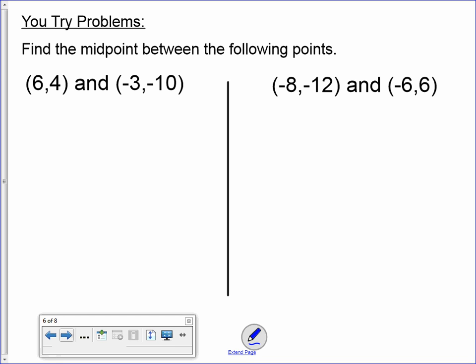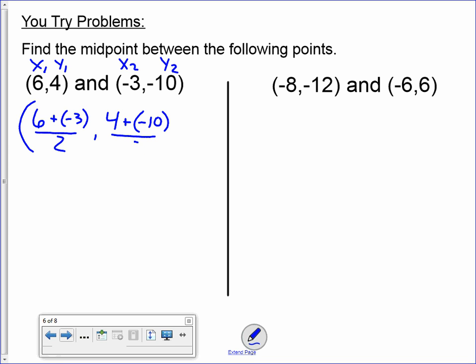Now that you have finished these you-try problems, let's take a look at this. I wanted you to find the midpoint between the following points. So the first thing I'm going to do is label. Here's x1, y1. Here's x2, y2. I add my x values, which are going to be 6 plus a negative 3 divided by 2, and 4 plus a negative 10 divided by 2 after I add my y values.